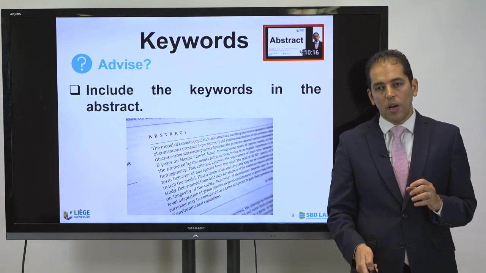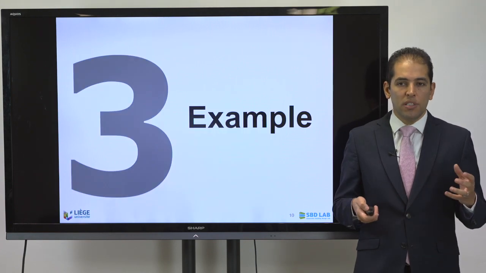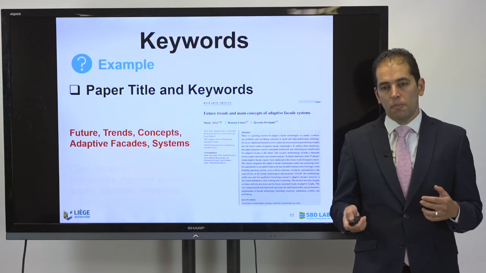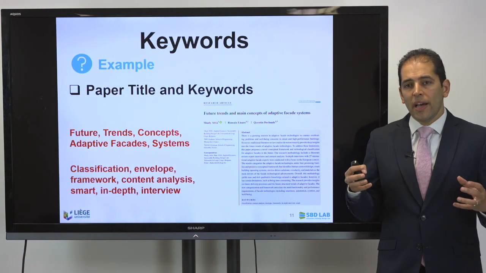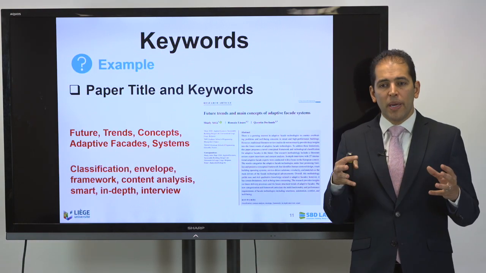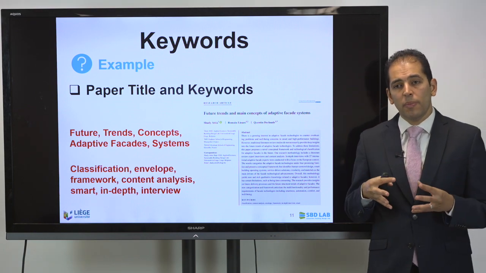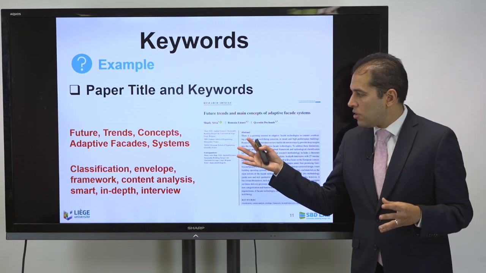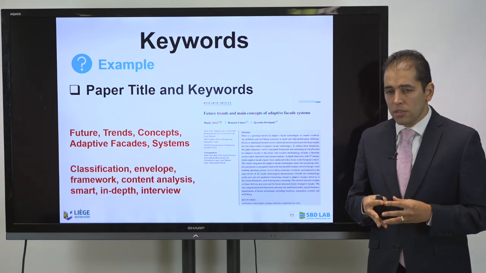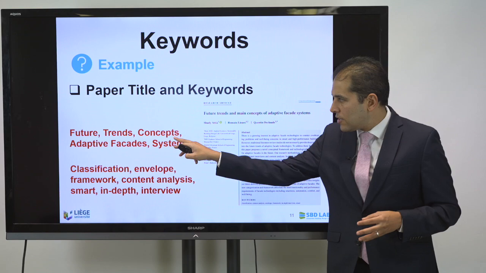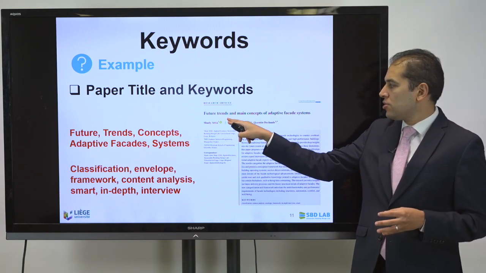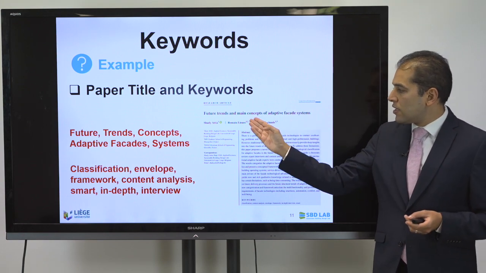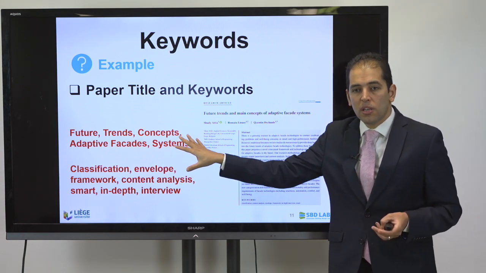Now let's take some examples. How can we conduct these exercises, or how can we choose our keywords for our research? Let's say I have this paper and I have a paper title, and I want to select the keywords for it. The paper title is Future Trends and Main Concepts of Adaptive Facade Systems. So if we divide this title, we can find main 6 words in the title.